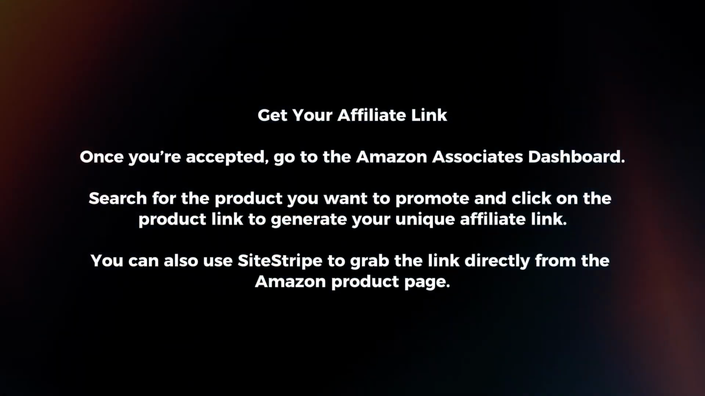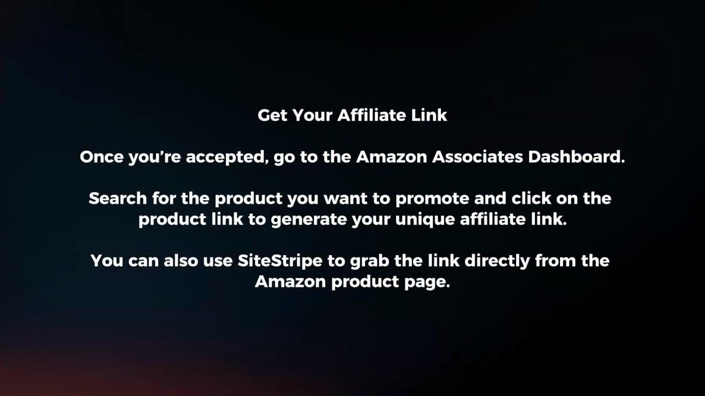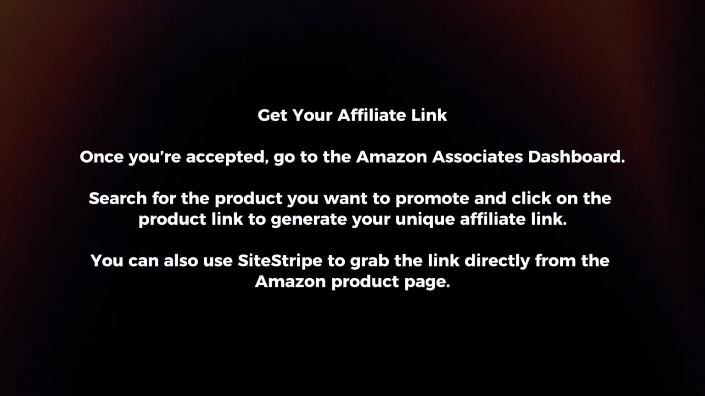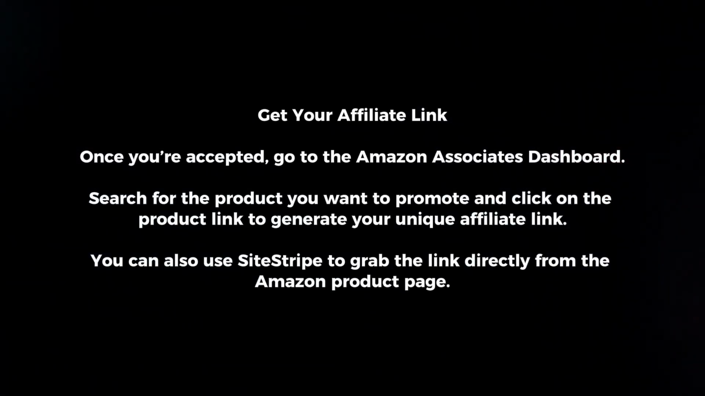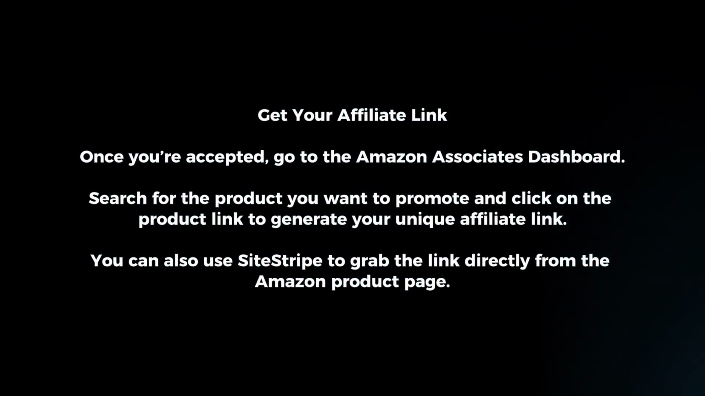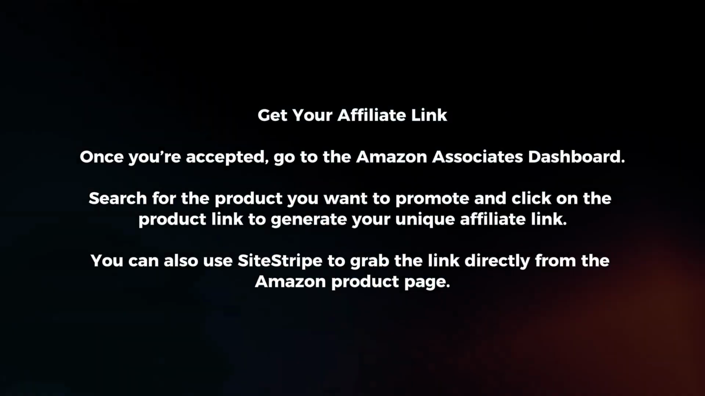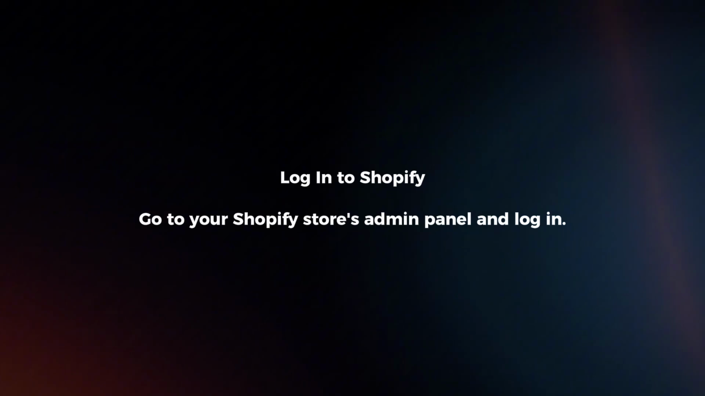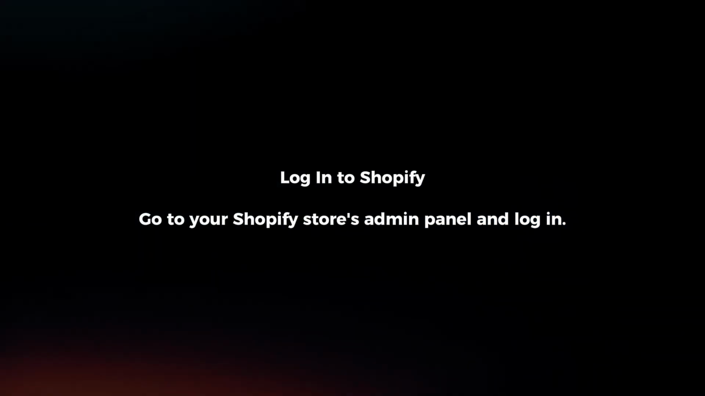Get your affiliate link. Once you're accepted, go to the Amazon Associates dashboard. Search for the product you want to promote and click on the product link to generate your unique affiliate link. You can also use SiteStripe to grab the link directly from the Amazon product page. Log into Shopify. Go to your Shopify store's admin panel and log in.